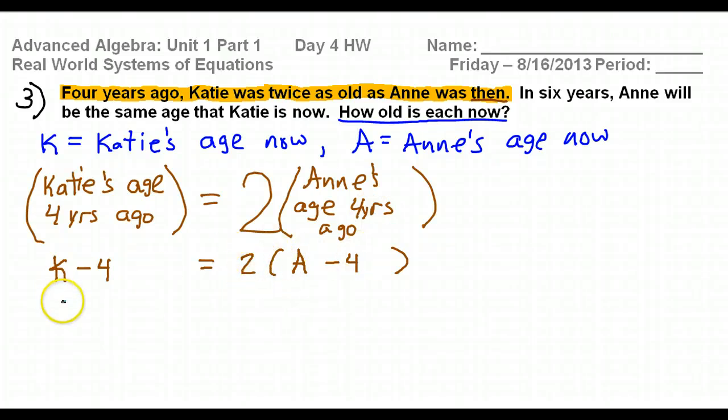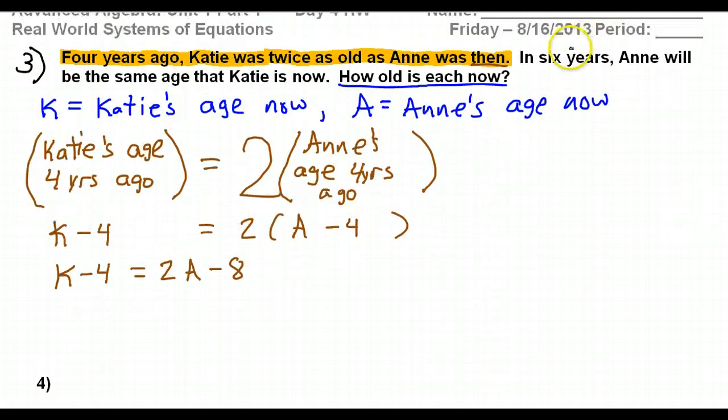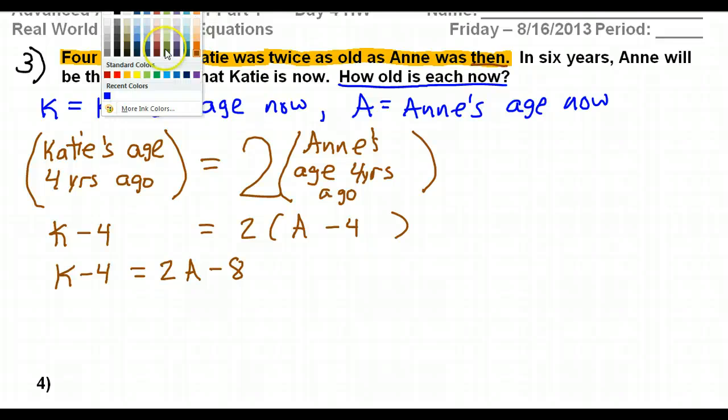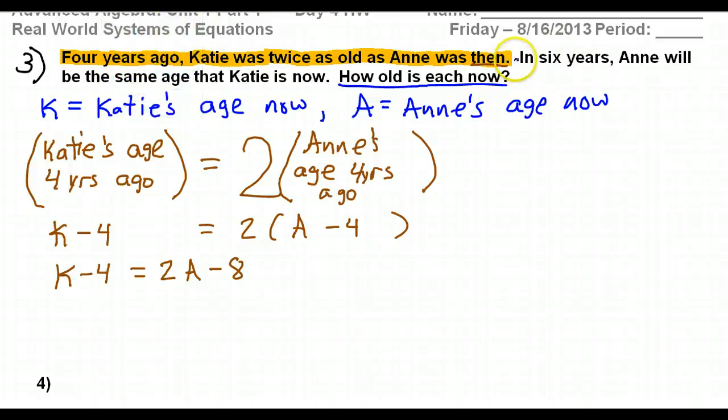So this is the equation that comes from this orange highlighted sentence. I usually like to simplify this just a little bit more by doing the distributive property. So this is going to give me 2A minus 8. And I could simplify a little bit more if I wanted to, but I'm going to hold off on that for now. Alright, now that's one equation right there. Now I need another equation to be able to do the problem. So let's see if I can get another equation from the next sentence.